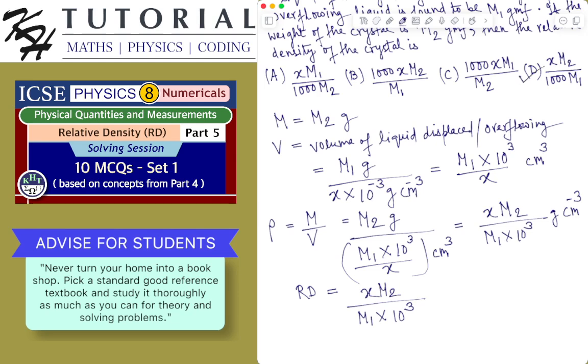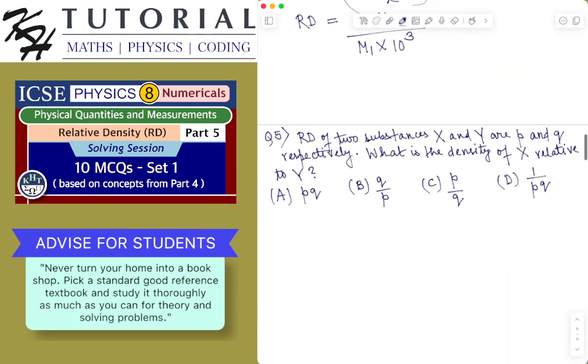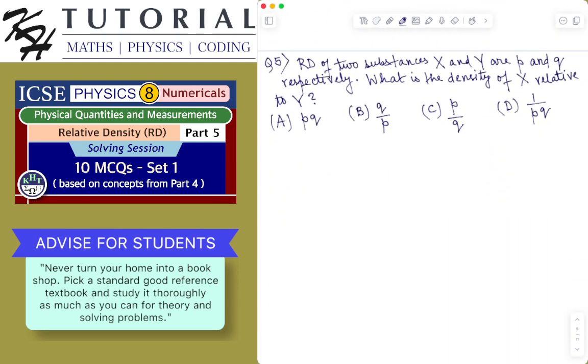Okay, let's see the next problem. Question number 5. Relative density. Now, wherever you see RD in the problem, it means relative density. So, the relative densities of two substances X and Y are P and Q, respectively. What is the density of X relative to Y?